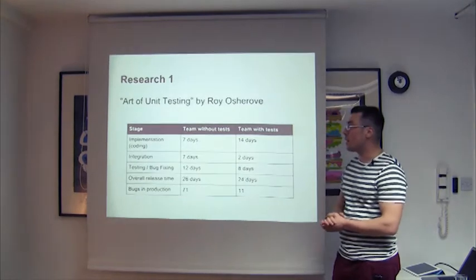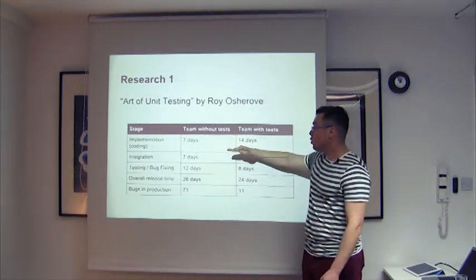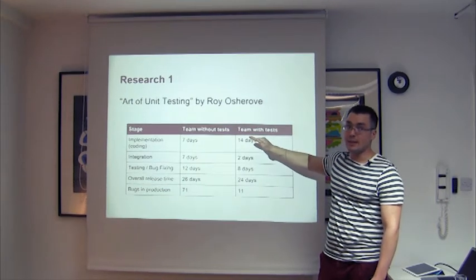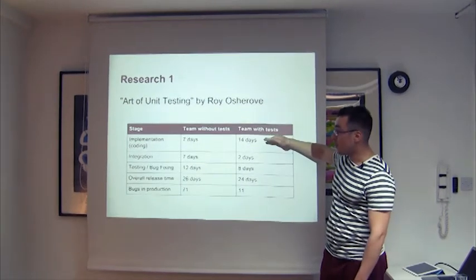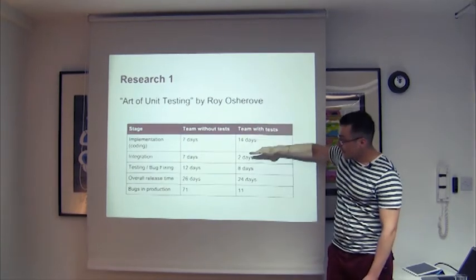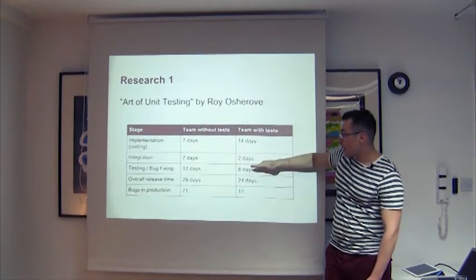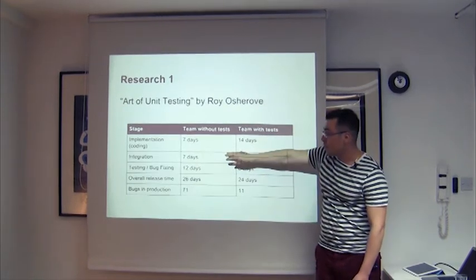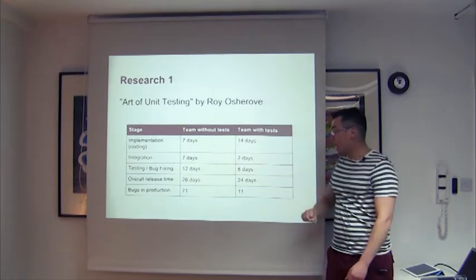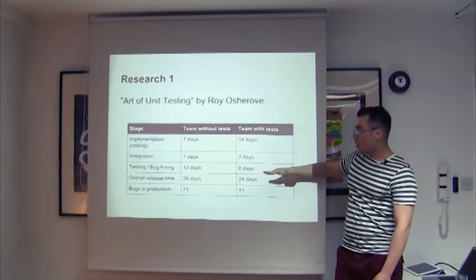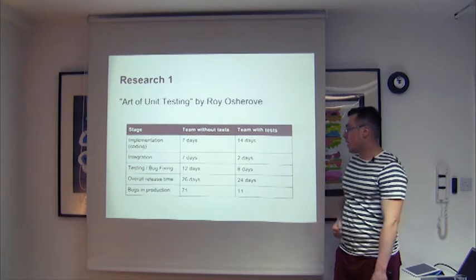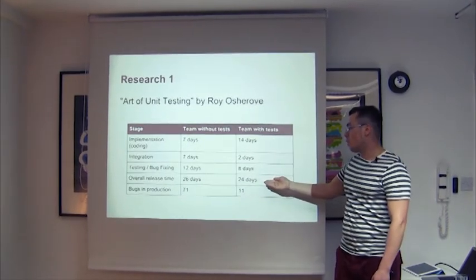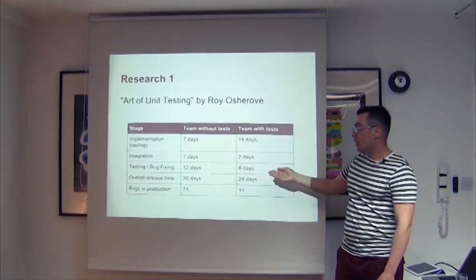So his finding was that implementation took twice as much time in a team which was doing unit testing. So twice as much time here. Although from this point, integration, testing, bug fixing looked much better. So the team without tests stayed behind. And at the end of development, of the whole process, the team which was using unit testing was 2 days ahead.